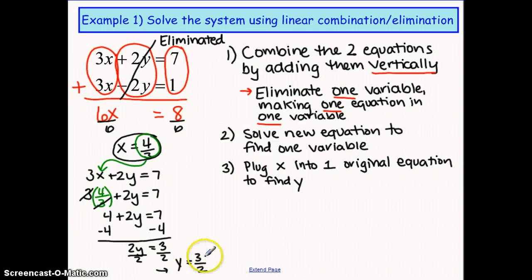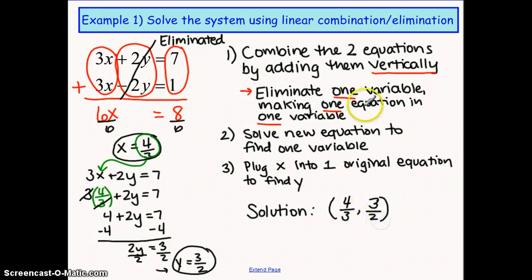So at this point, we now have the value of both variables. We've got x and y. So we can write down our solution. We can say, as usual, that our solution is a point, and that point is the point 4/3, comma, 3/2.